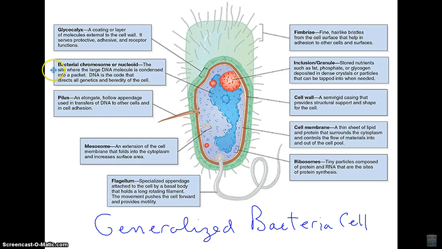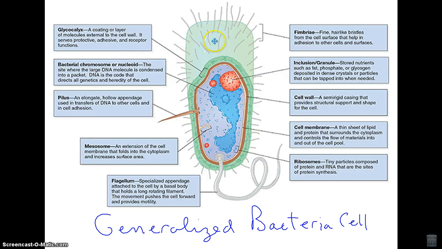The chromosome that we'll talk about in depth in the next video is a circular strand, so it's not individual chromosomes like we saw in eukaryotic cells, and there's no nucleus, so it's found in the nucleoid region. And again, many of these you've probably heard about.